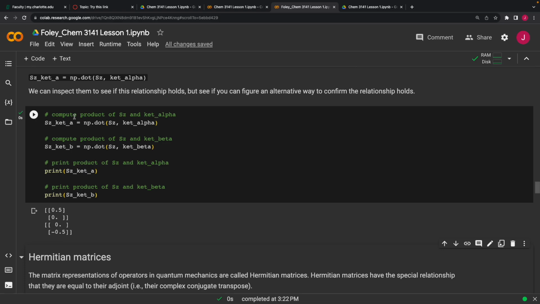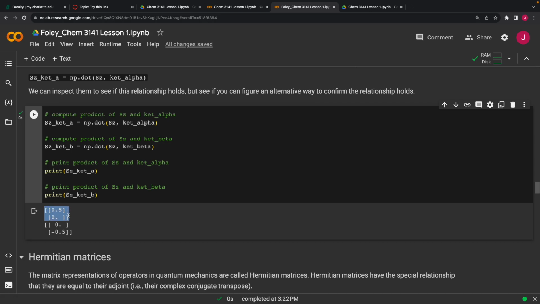Does anybody need more time for this? Green flags. Okay. So what I got for SZ ket A is 0.5, 0. And what I got for SZ ket B is 0, minus 0.5. So let's think about the statement that I made.